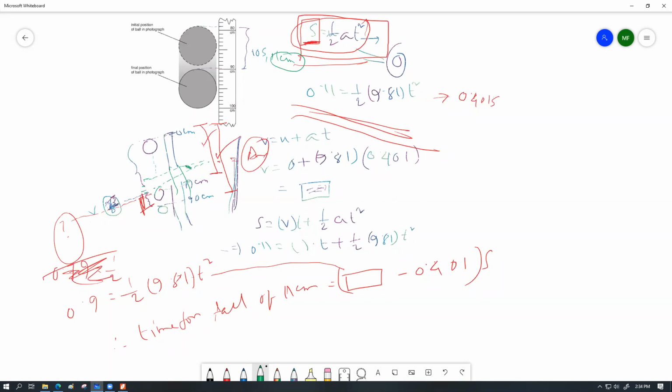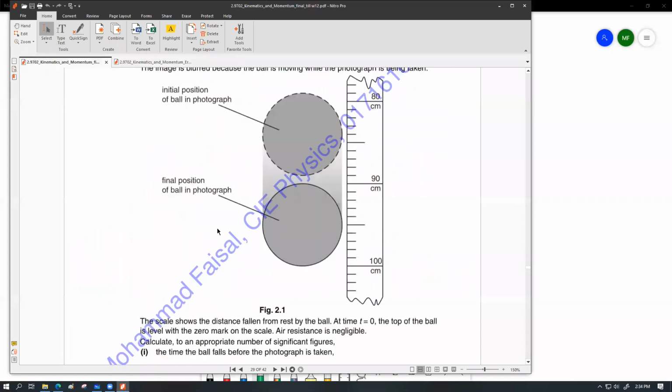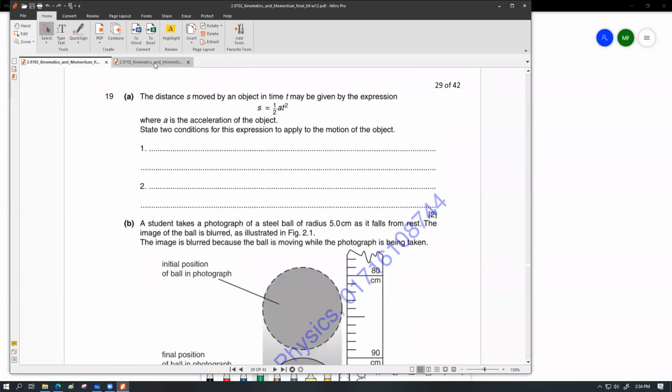So these are the two logics that I can think of currently, but I'm going to show you the mark scheme and convince you of the fact, and let's see if we have to add anything else. 19.